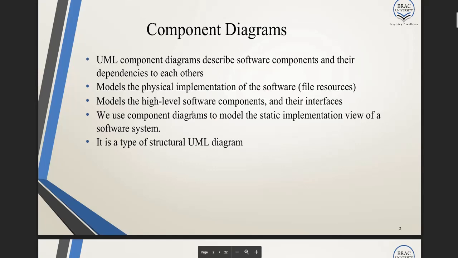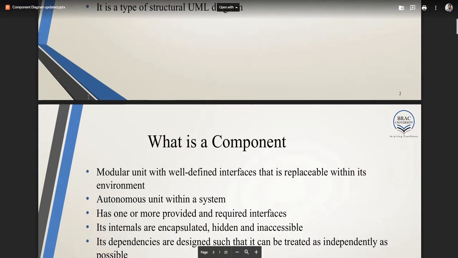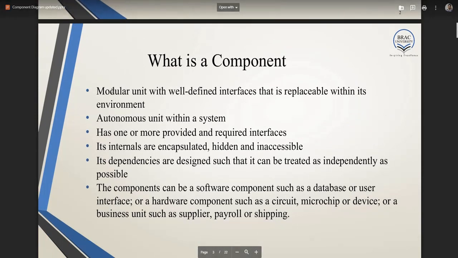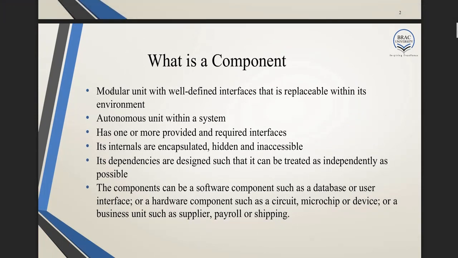Now let us discuss in detail what each of these components actually represents. Components are an autonomous unit within a system, and by autonomous I mean that they are individual units performing a specific set of functionalities within the system. The components can be a software component such as a database or user interface, or a hardware component such as a circuit, microchip, or a device, or even a whole business unit such as a supplier unit, a payroll unit, or a shipping unit.